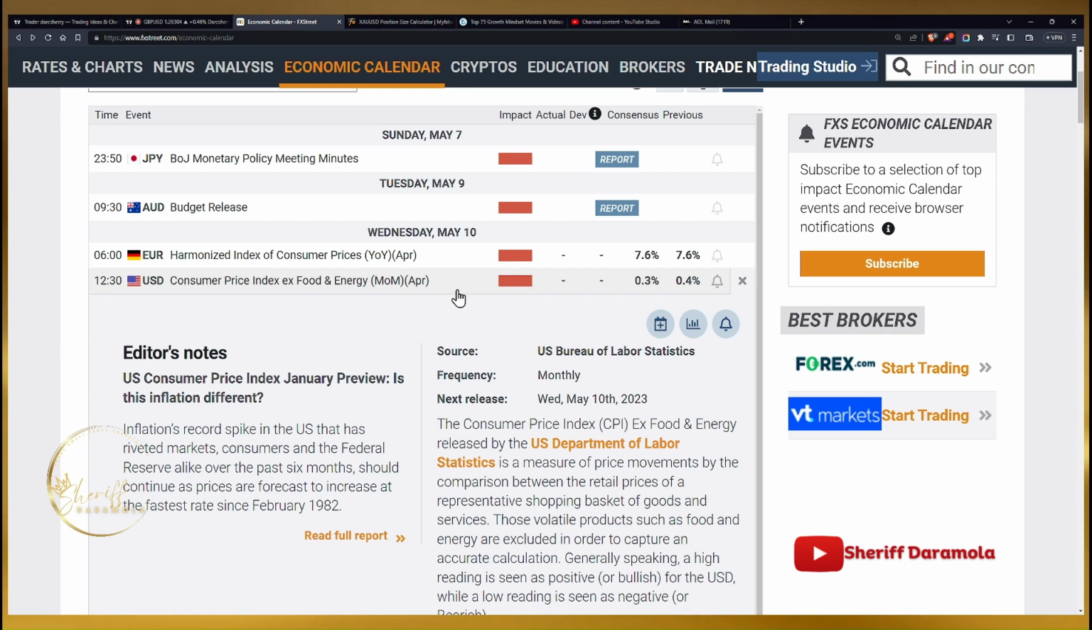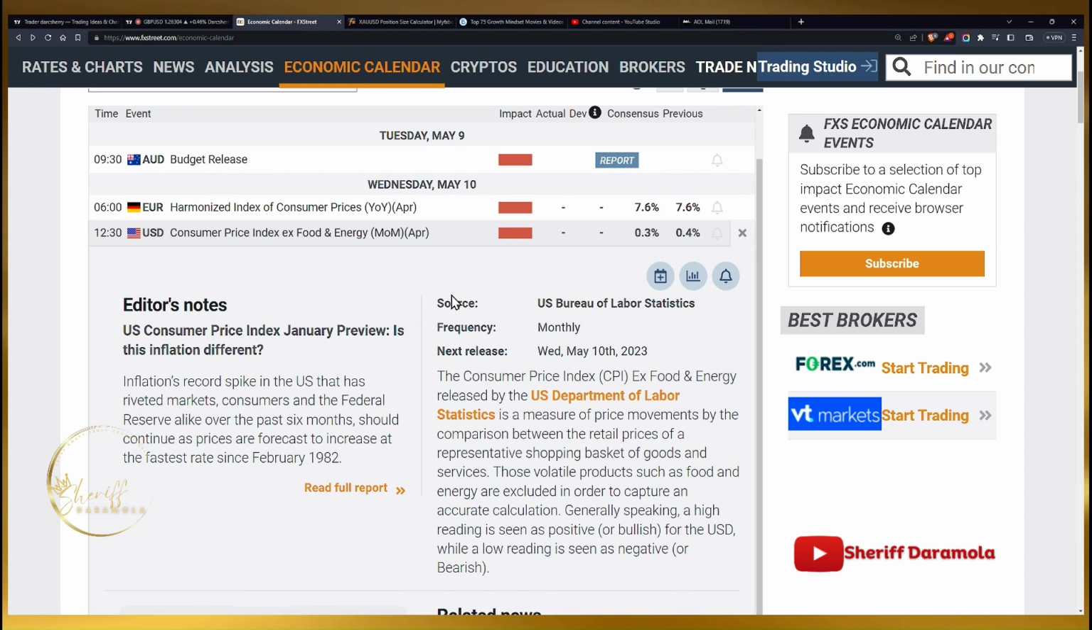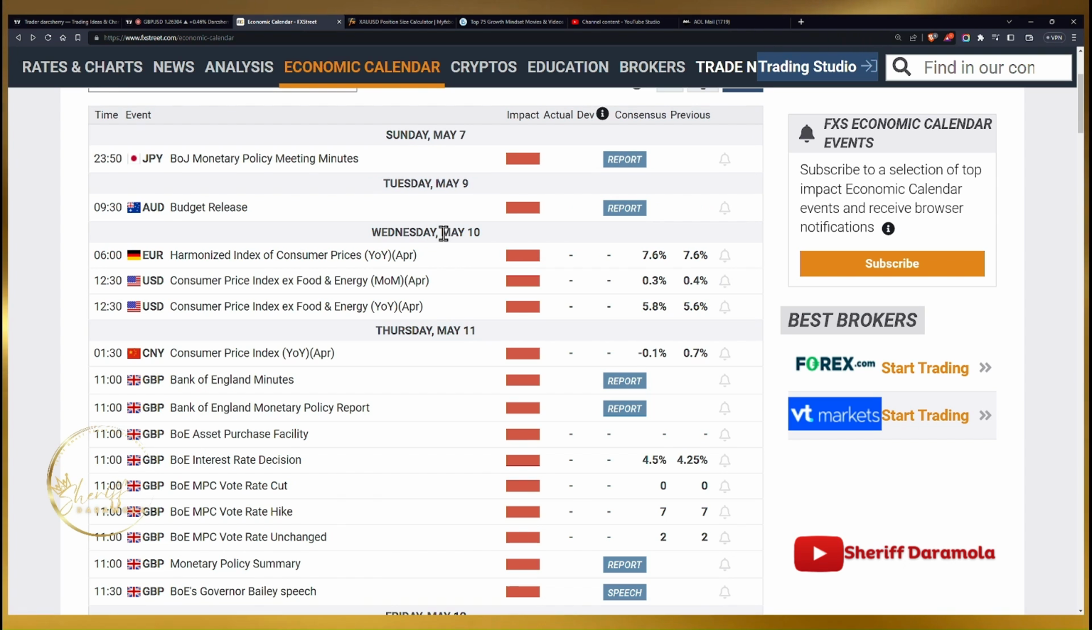It is a measure of price movement by the comparison between the retail prices of a representative shopping basket of goods and services. And generally speaking, a high reading is seen as positive for the US dollar, while a low reading is always seen as negative. Now, the previous data on this one came in at 0.4%, and we have a consensus projection of 0.3%, which is on the lower side, and we shall be looking forward to what the actual data is going to be.